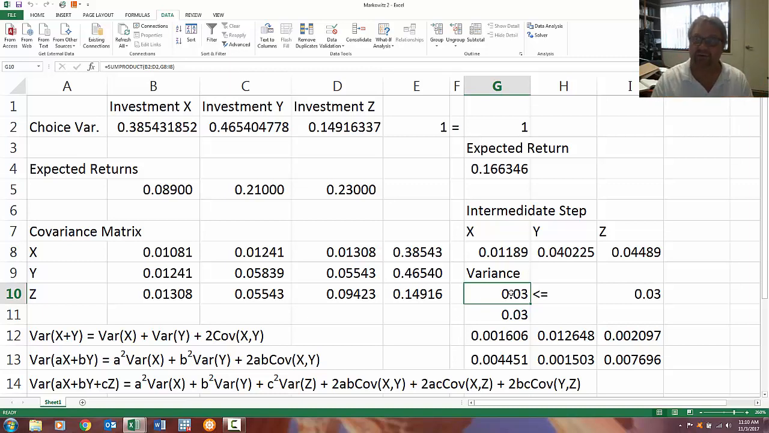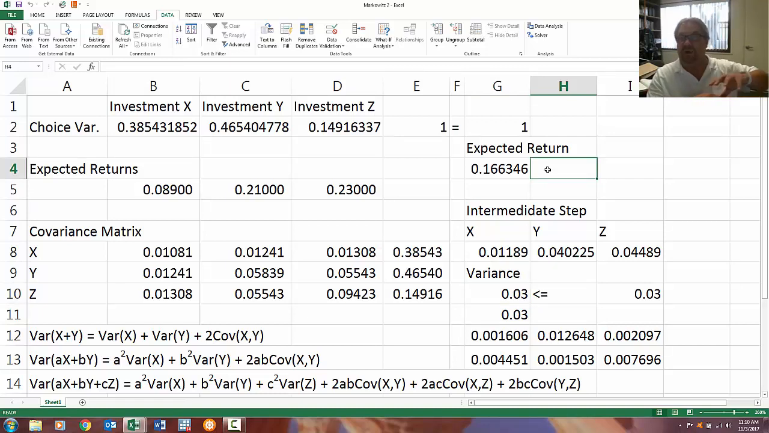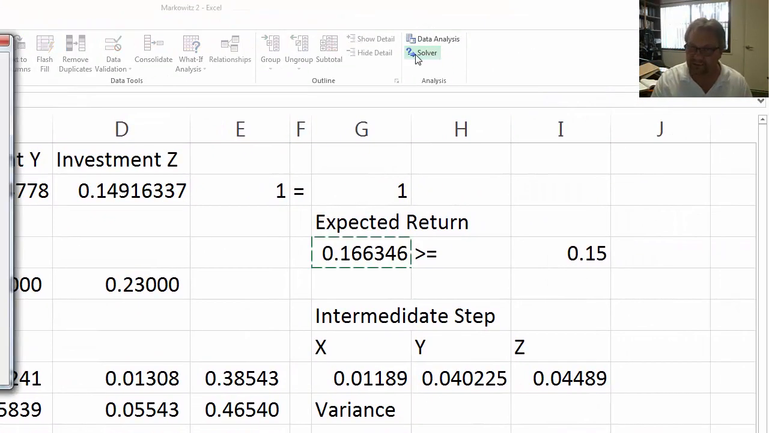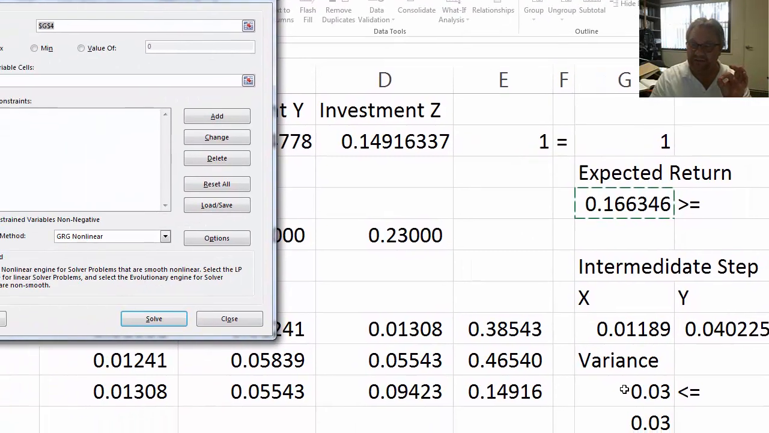The other way I can do this is to minimize the variance subject to some return. In this case, you always want the return to be greater than or equal to some number. So I've got a greater than or equal to here, and let's put in 0.15. That's the only change I have to make. Now I go back into Solver. Everything else is basically the same, but now I want to minimize this cell.